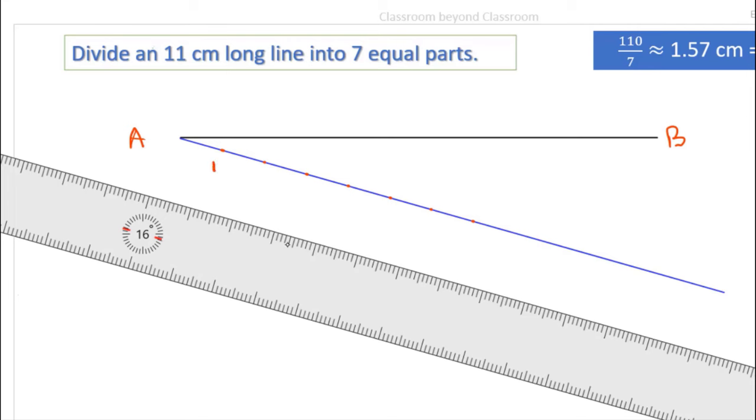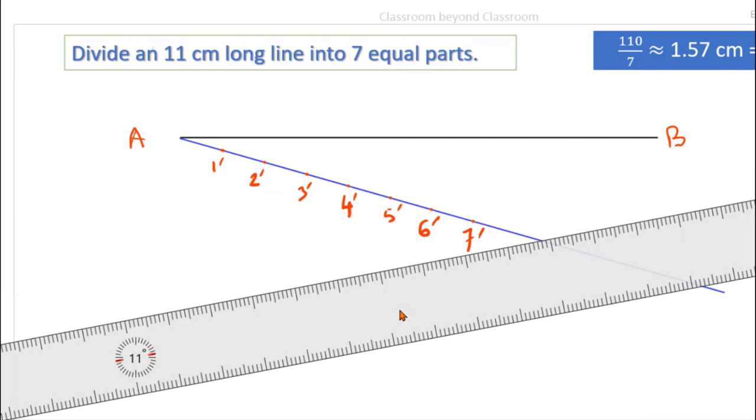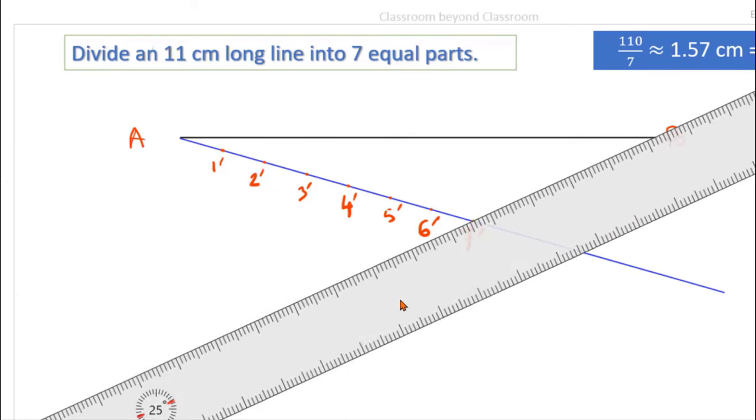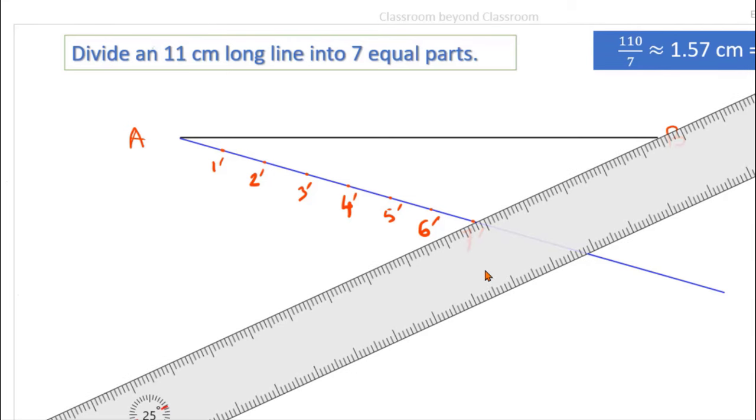Say this is 1 dash, this is 2 dash, 3 dash, 4 dash, 5 dash, 6 dash, 7 dash. We have 7 equal divisions or parts. Now the next step is to join the 7th point with the point B. So remember, you have to use a mini drafter or a scale for this type of construction.